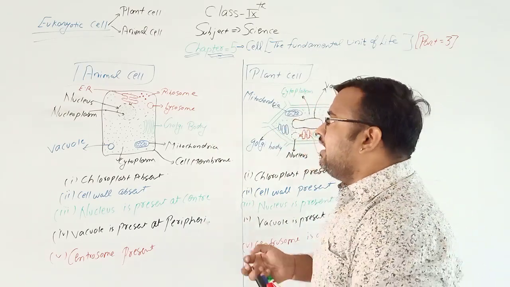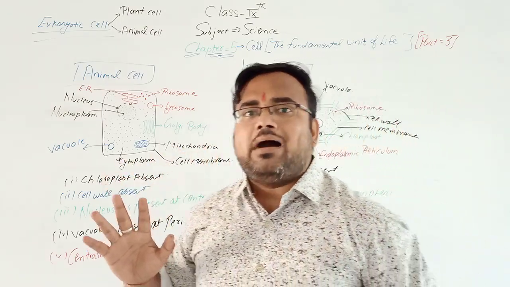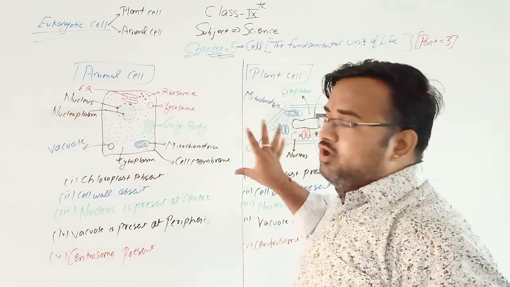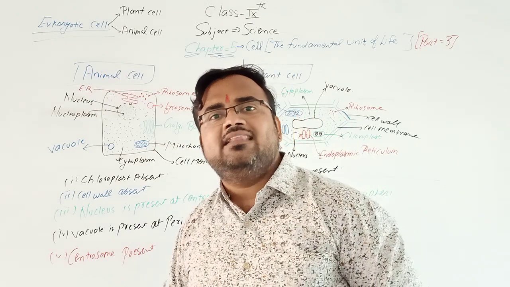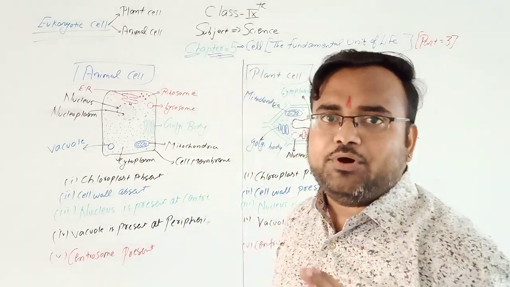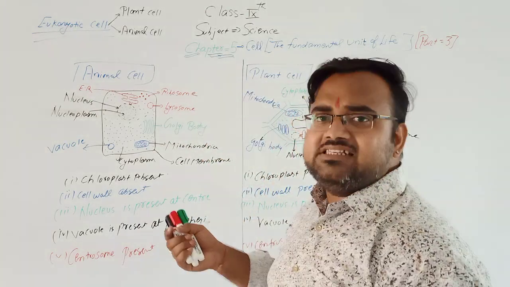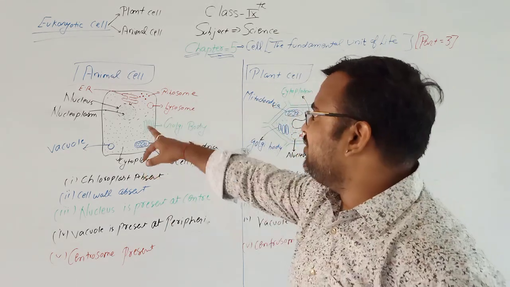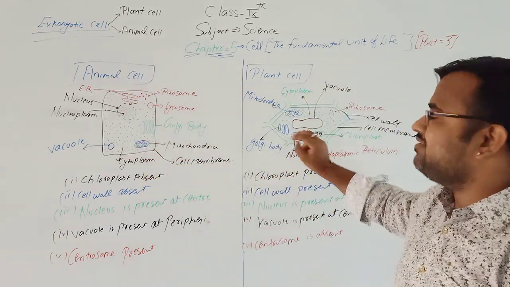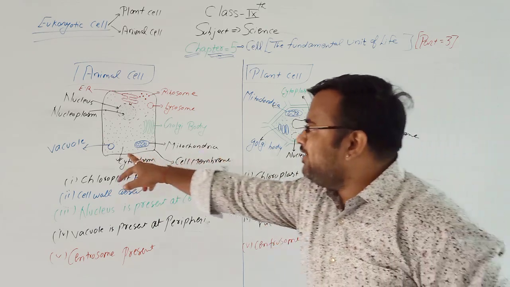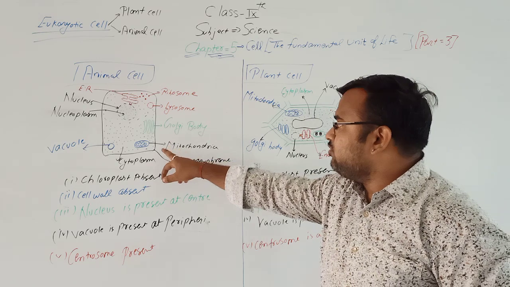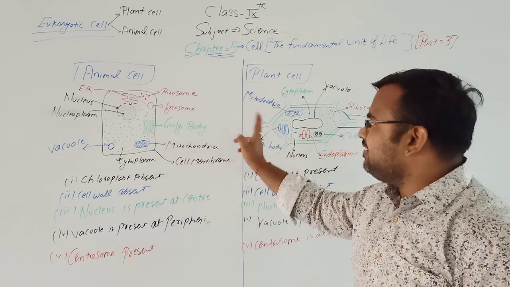See students, you don't have to learn the differences by heart, you just have to remember the diagram. If you remember the diagram, you can write the difference in 4 or 5 points, or differentiate on your own. Nucleus is present at the center in one and at the periphery in the other; vacuole is at the periphery in one and at the center in the other. Mitochondria is present in both.